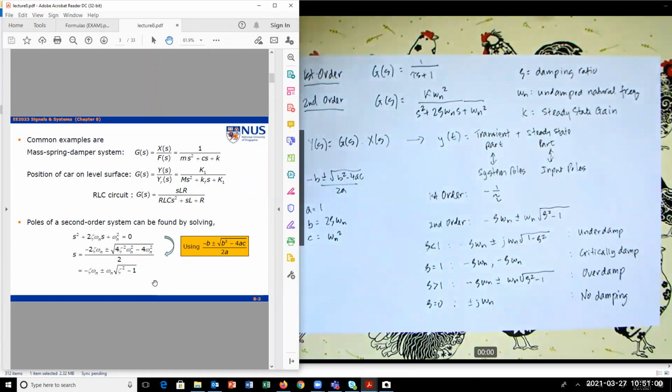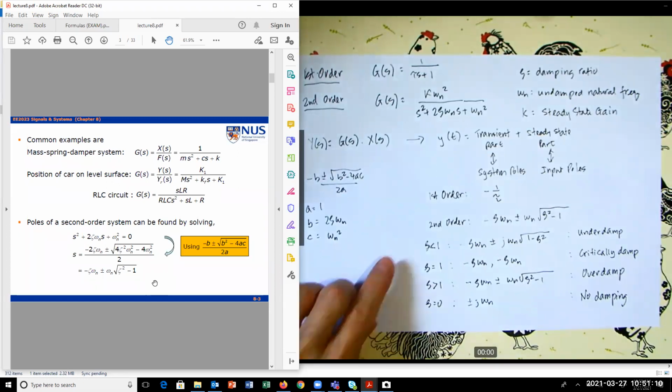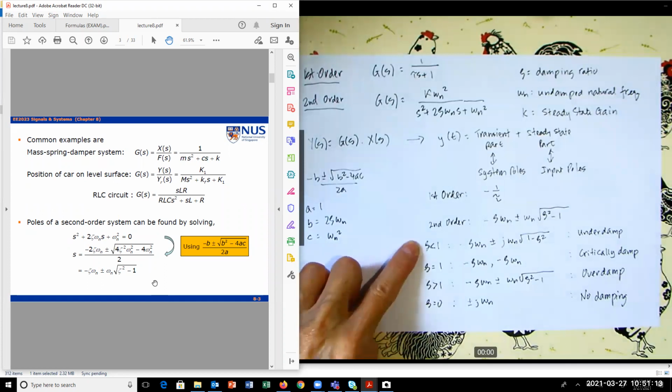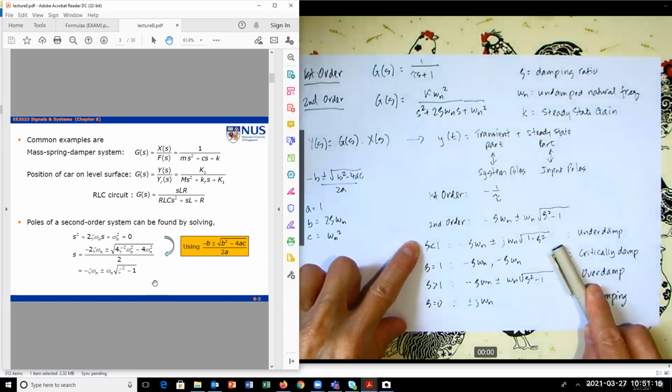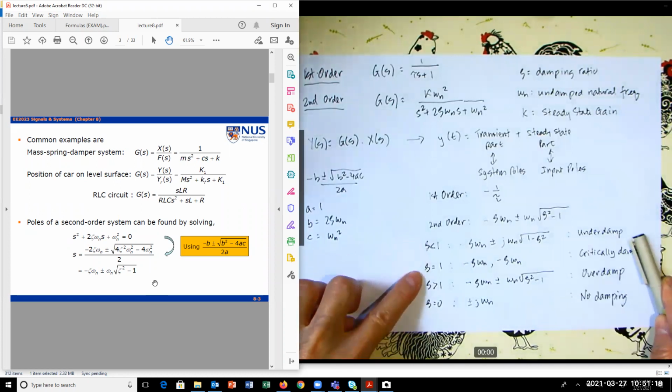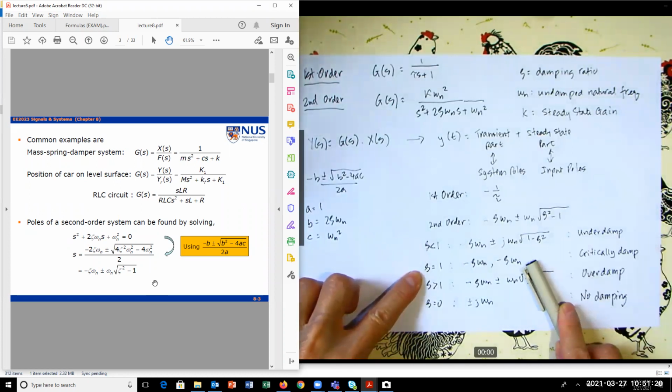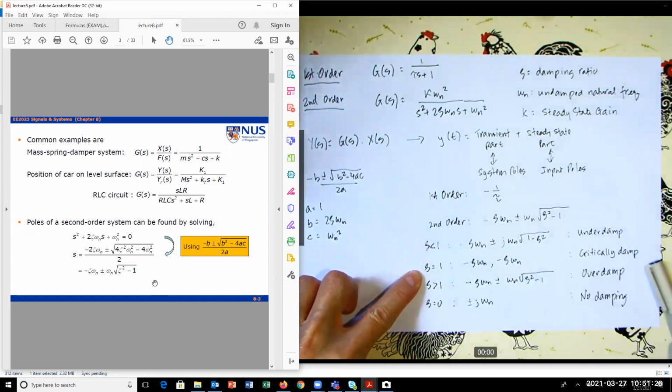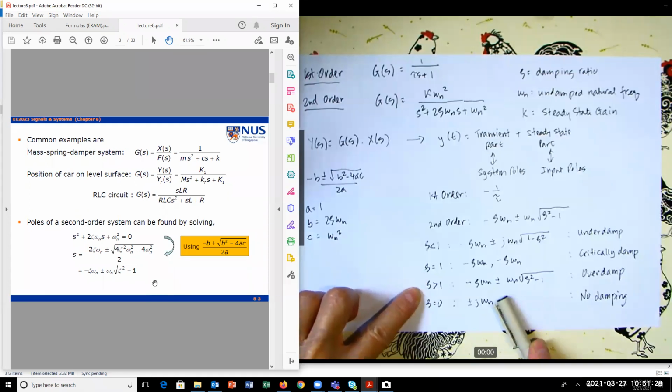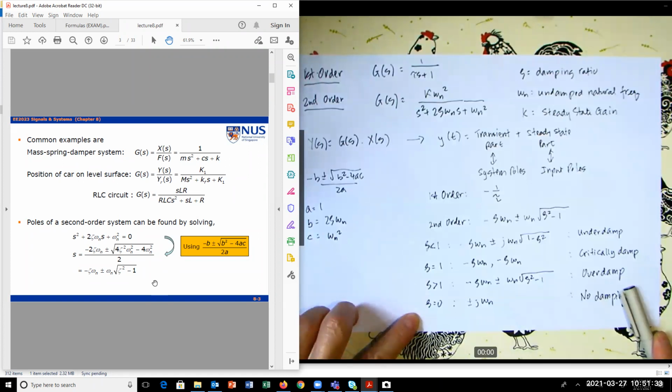And we found that based on these poles, there will be 4 cases depending on the value of the damping ratio zeta. And that's what I put down here. Zeta less than 1, these are the poles, and it is the underdamped situation. Zeta equals 1, you have real repeated poles, and that's critically damped. Zeta greater than 1, you have real poles, overdamped situation, and zeta 0 is imaginary poles, which is no damping.